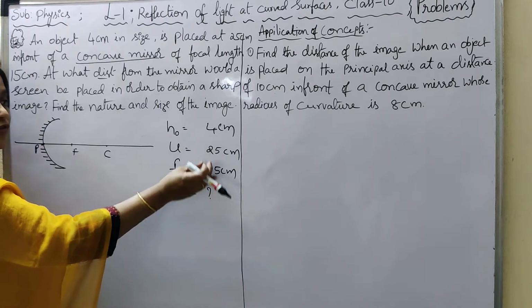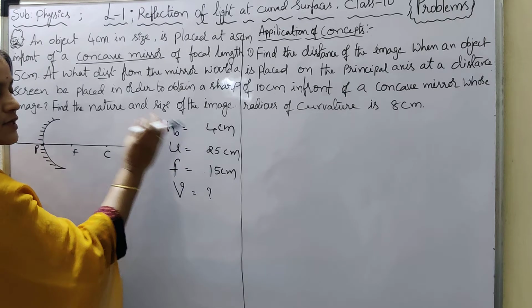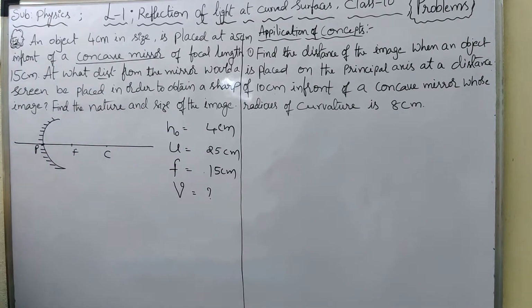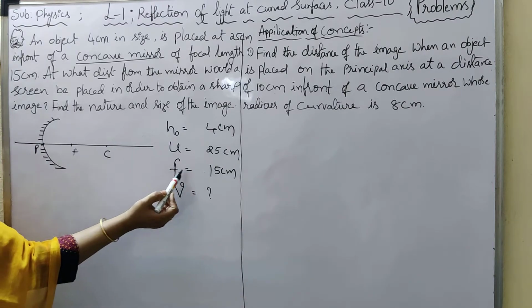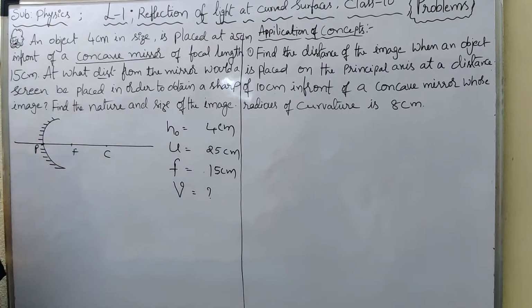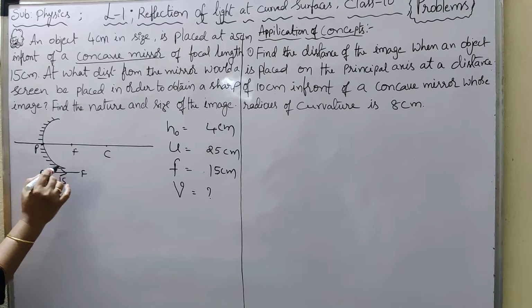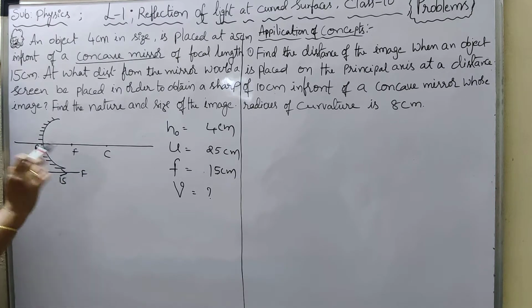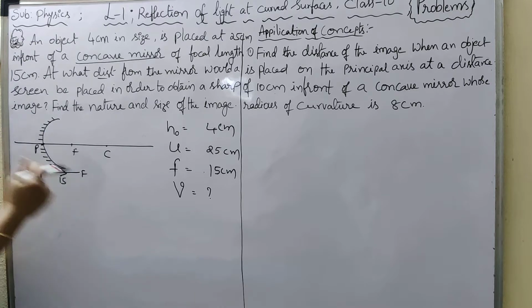To find these values, we have to go for the sign conventions, whether these values are positive or negative. The object distance is 25, and what is the focal length given? 15. Focal length means from the pole to F. So P to F is 15 centimeters. All distances we should start measuring from the starting point, which is the pole. So this is 15 centimeters.